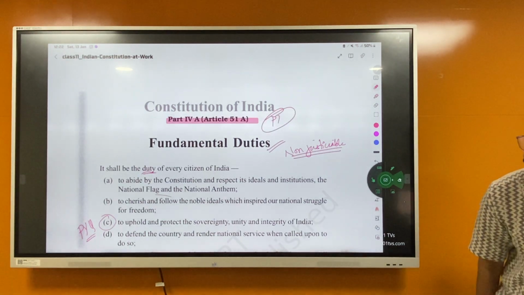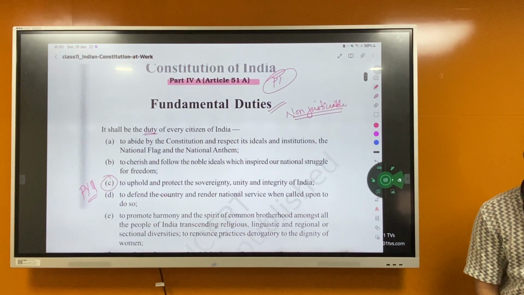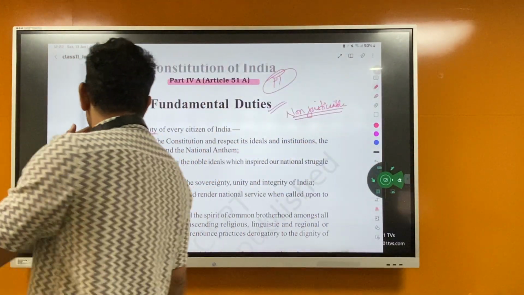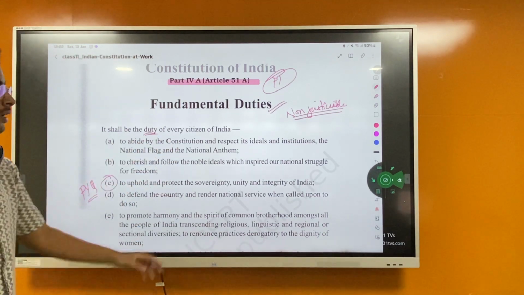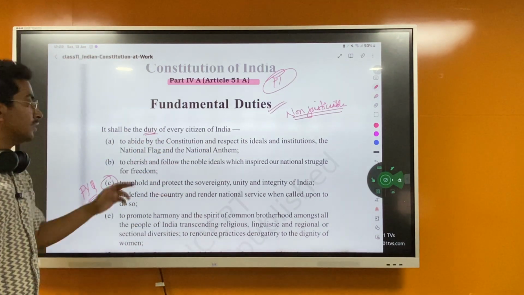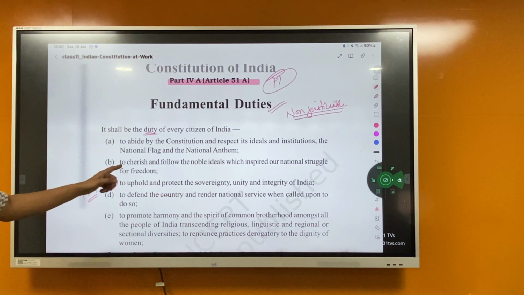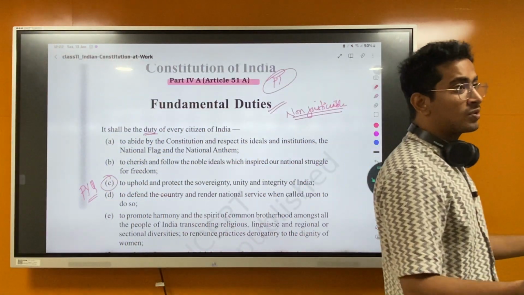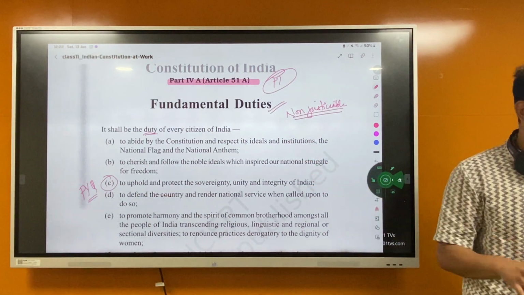Next. Fundamental duties. It should be the duty of every citizen of India to abide by the Constitution and respect its ideals and institutions, the national flag and the national anthem. Does it include the national song here? No. It just says national flag and national anthem. But it's your duty; it's not that you should not respect the national song. You have to respect everything. But you need to remember what is mentioned here.